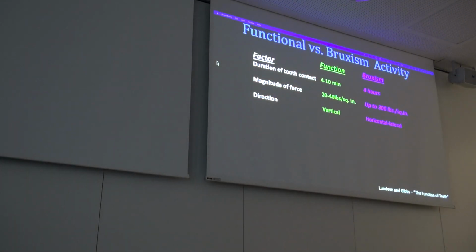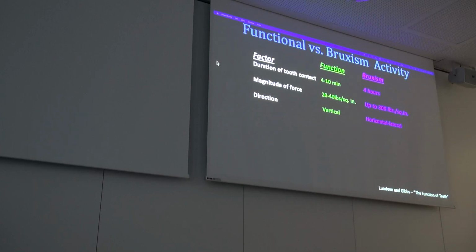Before we look at how it interferes, let's look at a little bit of research from Lundeen and Gibbs on the function of teeth. I think this is very important because this research came out around 78 to 82, when they used their Mathic replicator with a mainframe computer. Much of the information was forgotten, but it is beautiful to read. You can watch YouTube videos about the research. But the duration of contact in function for most people in their research was 4 to 10 minutes. In bruxism, it was 4 hours.